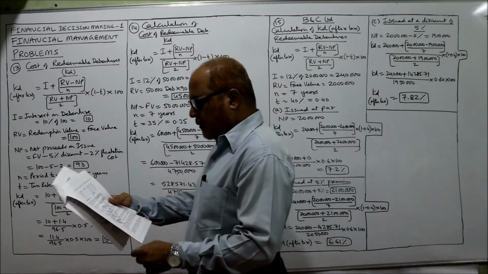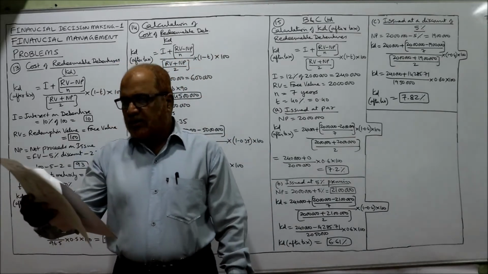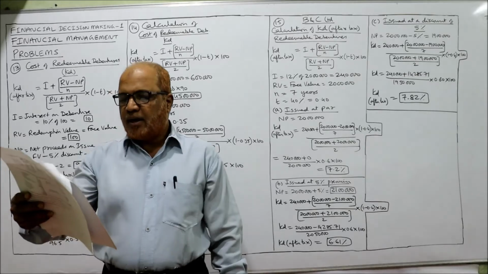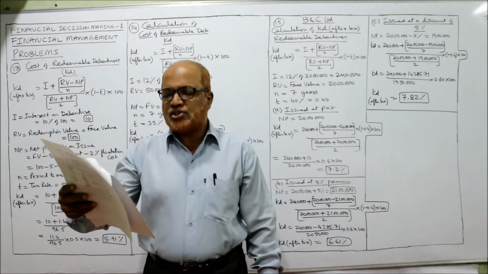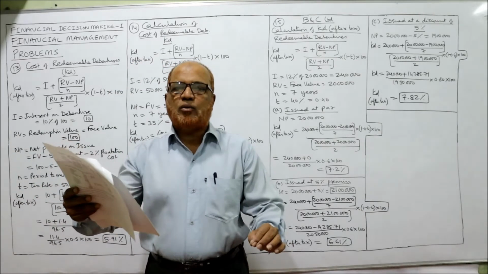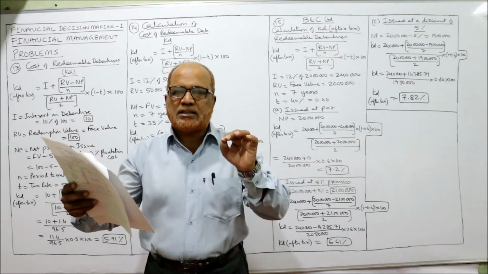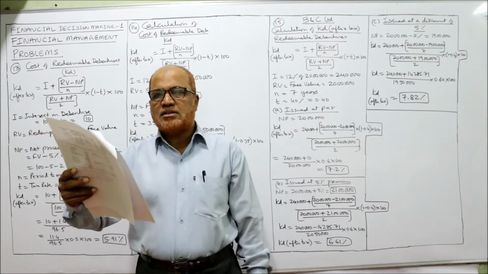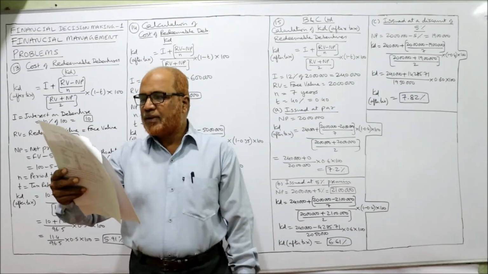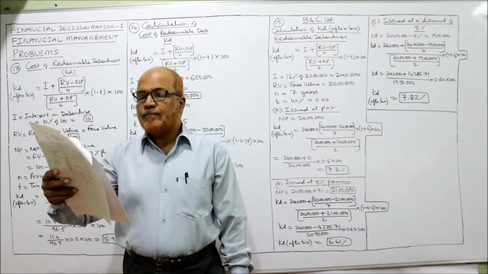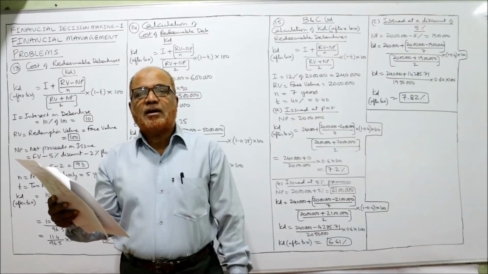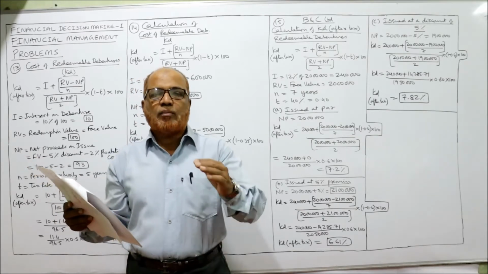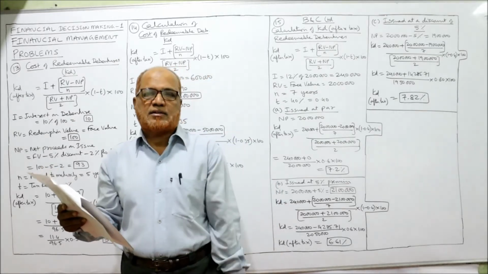See the 13th problem. Company issues 10% debentures of the face value of rupees 100. Actually, coupon interest will be 10% on the face value. Always interest will be calculated on the face value. The face value 100 rupees, 10%, 10 rupees is the interest. Redeemable at 5 years. So this is the first time we are coming across where we have redeemable debt. So the formula for KD will be different.